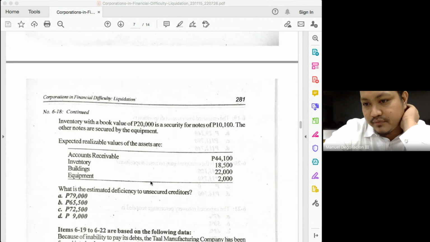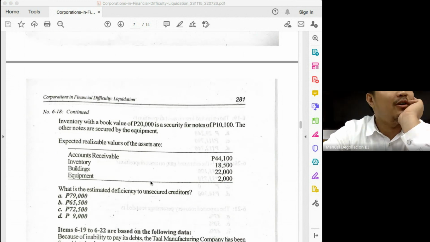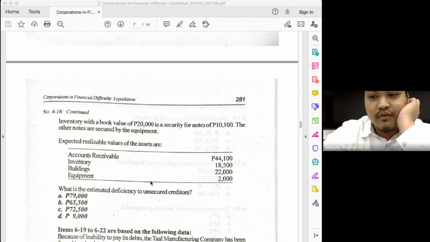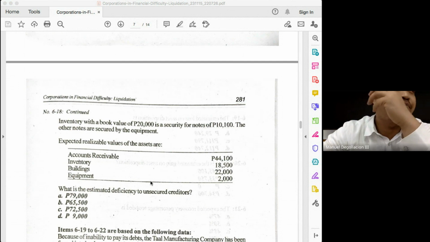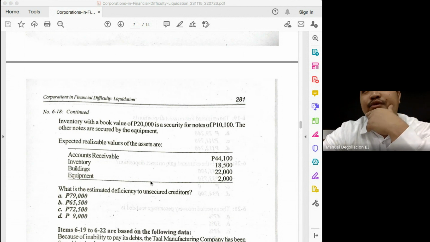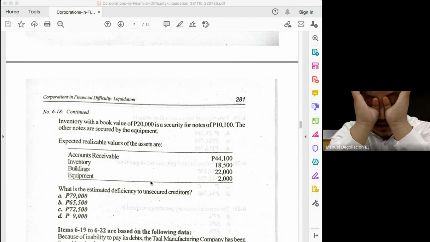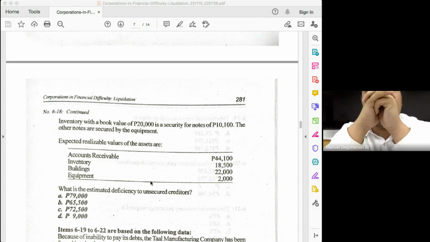98,460. And compare that with your, how much was it? 89,460. How much is the difference? And that will already give you your estimated deficiency. Again, the most straightforward approach in solving for your estimated deficiency is to simply solve for your negative equity. And you will just have to go back to your basic accounting equation, which is assets is equal to liabilities plus equity.